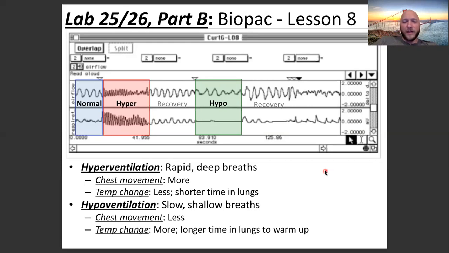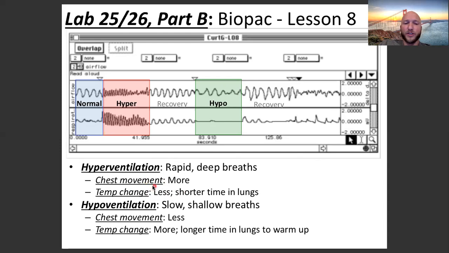Well, with rapid deep breaths, we're actually going to see a relatively smaller change in the temperature of the air we're breathing. It takes time for heat to be transferred from our body tissues into the air that's within our lungs. It takes time for that heat to pass into that air. So because of these rapid breaths, because the air is in our lungs less time, there's actually less of a temperature change during hyperventilation.